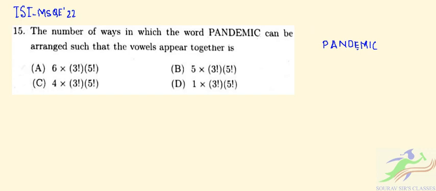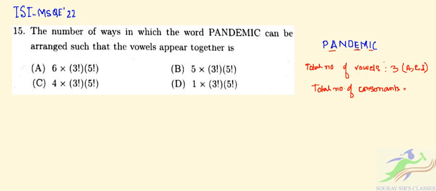So here the total number of vowels is 3: A, E, I. And the total number of consonants is the remaining 1, 2, 3, 4, 5. So 5 consonants are there. So fixing one orientation of vowels, how many arrangements will there be?